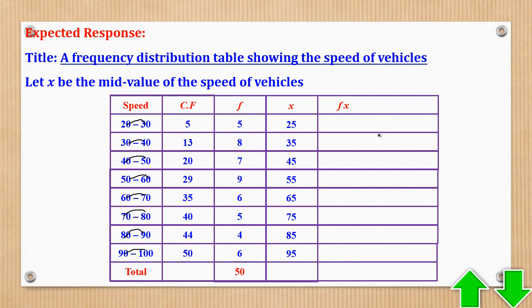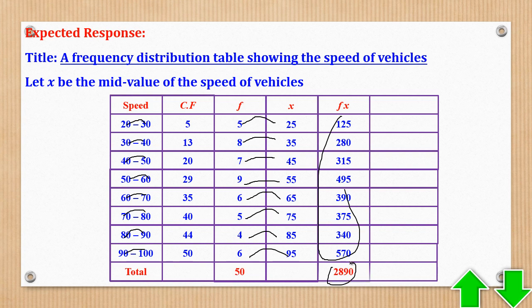Then we can multiply now because we have to get the mean. So 5 times 25, 8 times 35, 7 times 45, 9 times 55, 6 times 65, 5 times 75, 4 times 85, 6 times 95. Then you add everything here to come up with this.